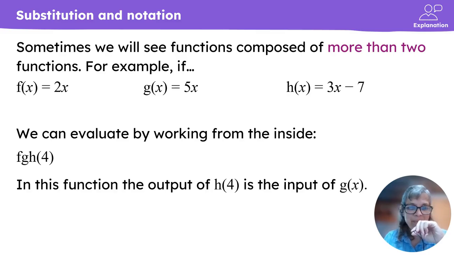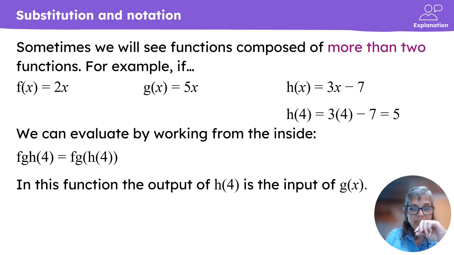Okay, welcome back. In this function, you take h of 4, then you put it into g of x, and then that output you put into f of x. So what is h of 4? Let's see. If I put 4 in, I get 3 times 4, which is 12, minus 7 gives me 5. So that value is 5.